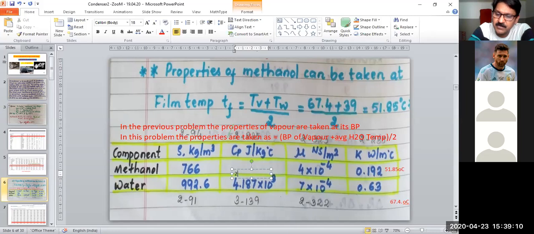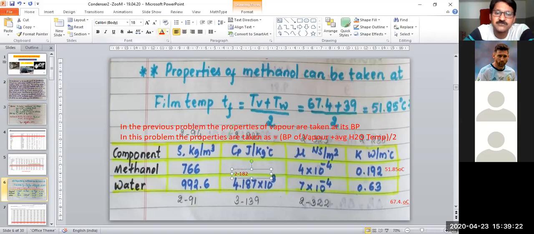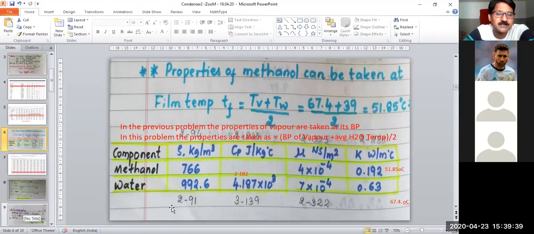182. Yes, here. Whatever page number I have written, 3139, is for methanol. So please remember, these are the page numbers. I am writing that page also. What is the viscosity? If you go to 322, you will get the viscosity. Only 10 minutes is remaining, so please, all of you, write it fast. Please write it, and then you derive.